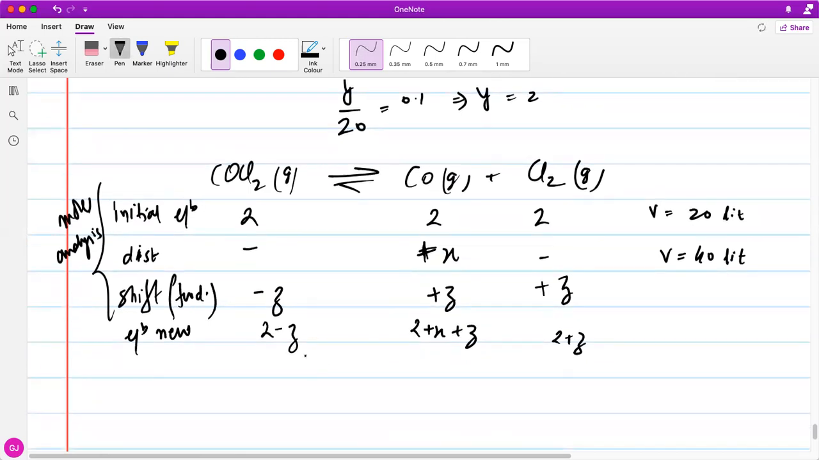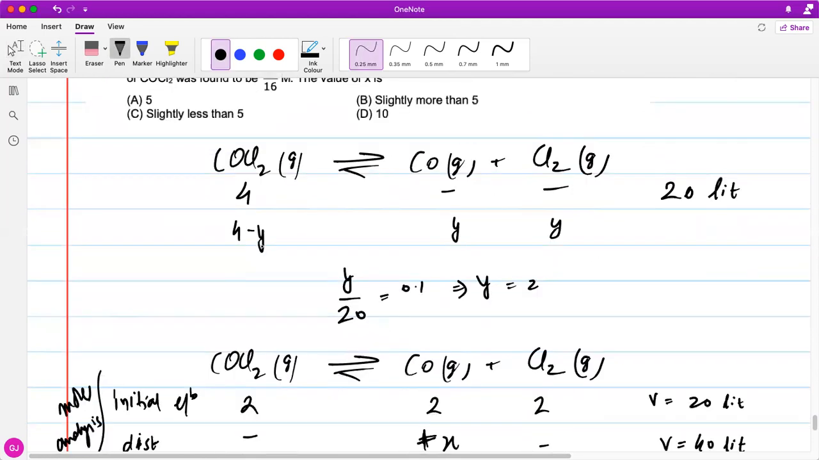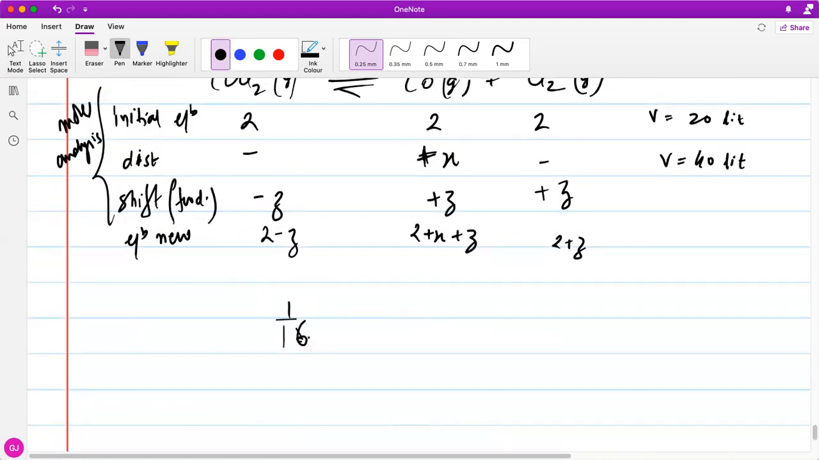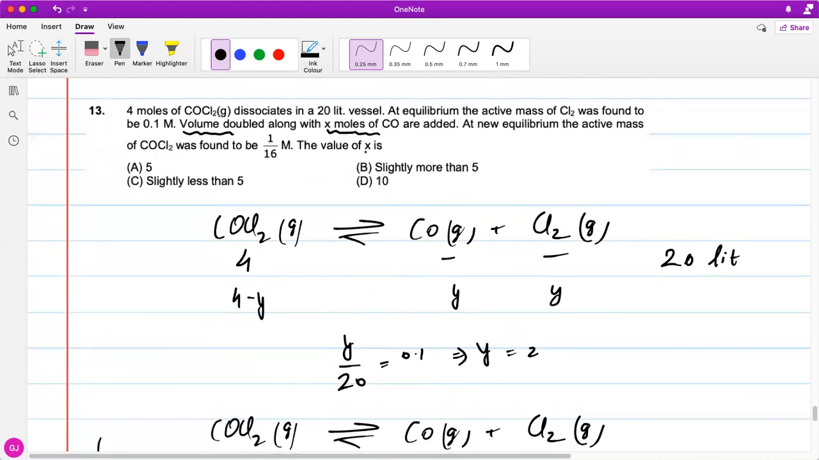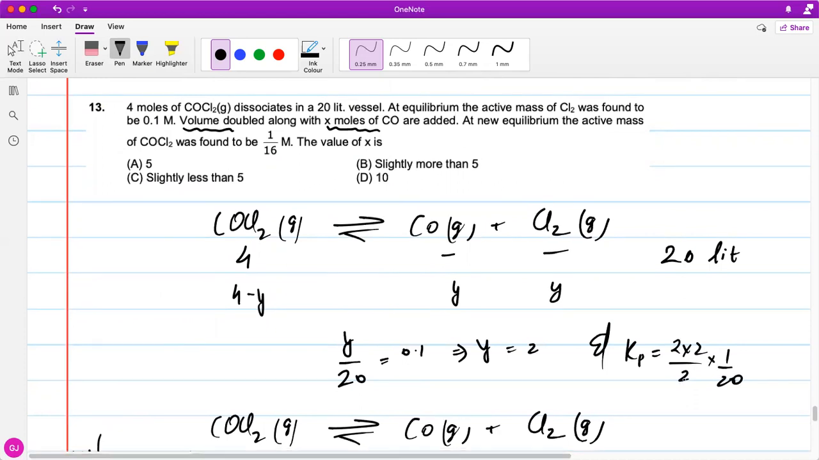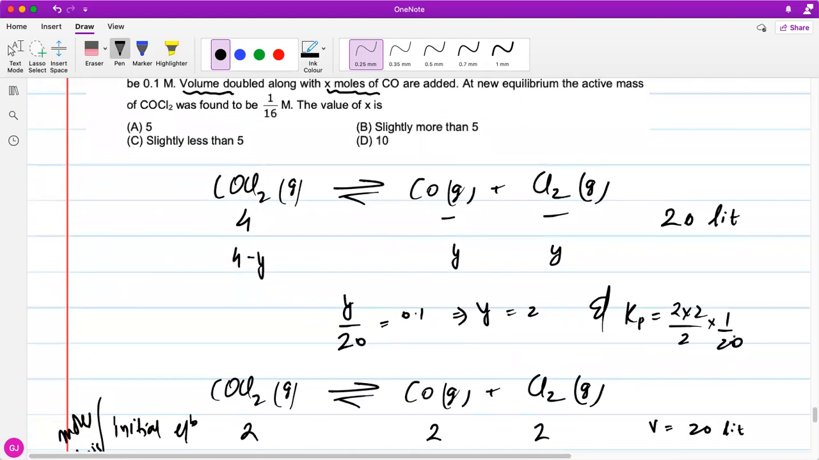How do we solve for X and Z? We have information that the COCl2 concentration is 1 by 16. So 1 by 16 is equal to, that's our first equation, 2 minus Z upon 40. Don't forget about the volume. This is the concentration that is given. The second is from the expression of Kp. Here, the Kp which we got was 2 into 2 upon 2 into 1 by 20. That same Kp we are going to use over here, 1 by 10. This is the value of the Kp that we get from here.